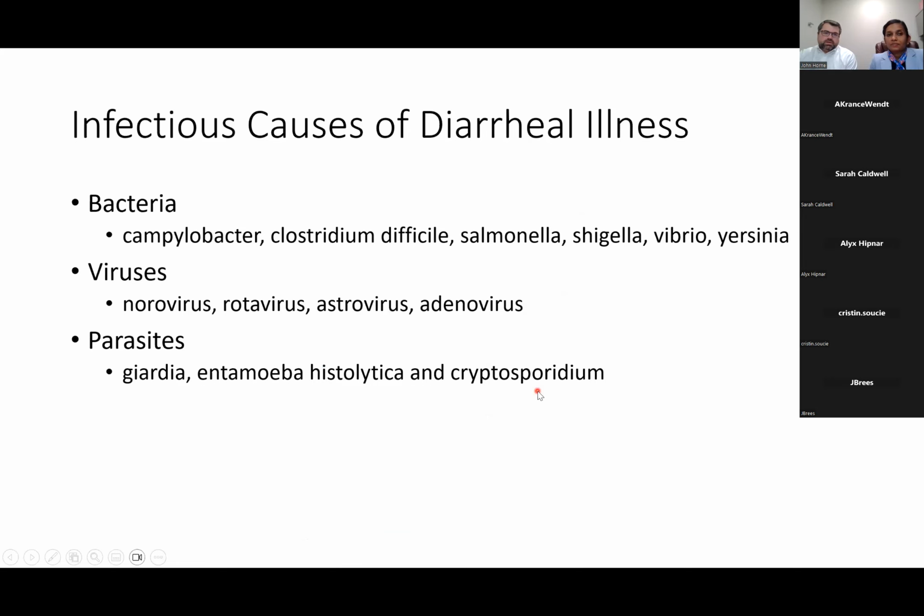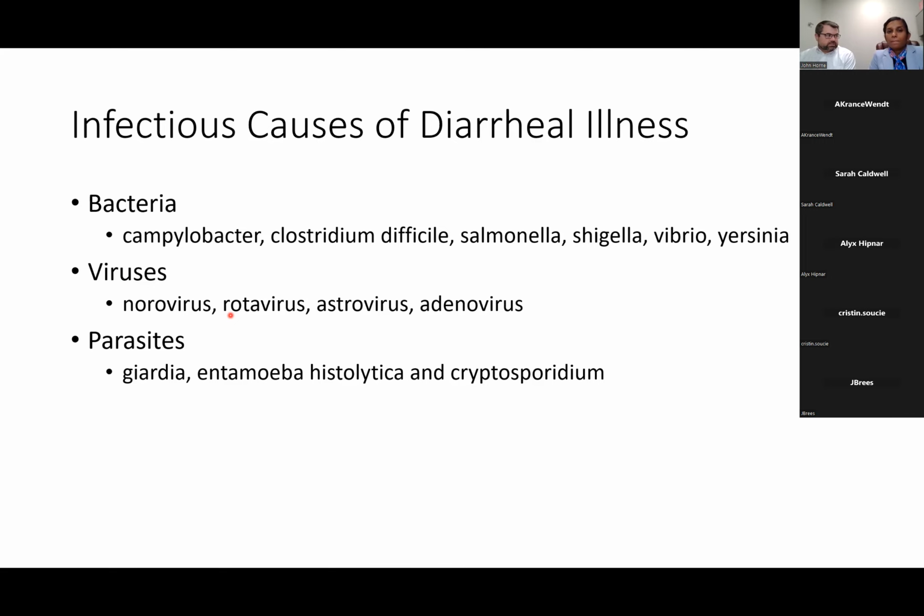And then as far as infectious causes of diarrhea, it's usually bacteria, viruses, and parasites. From here on out, we're going to be talking about the United States and not other places or travel. These are some of the common causes of infectious diarrhea: Campylobacter, C. diff, Salmonella, Shigella, Vibrio, Yersinia, or viruses like norovirus, which is a big one. Rotavirus is also one that we see rather frequently, and usually it's older adults or children.